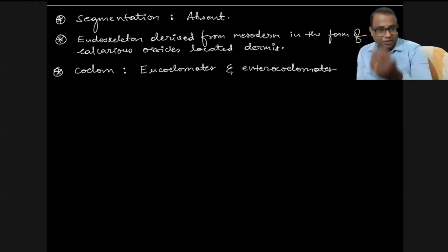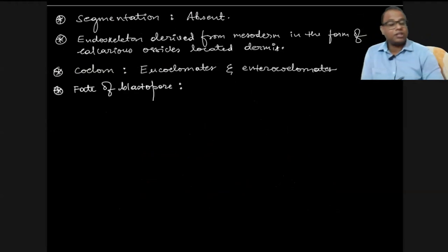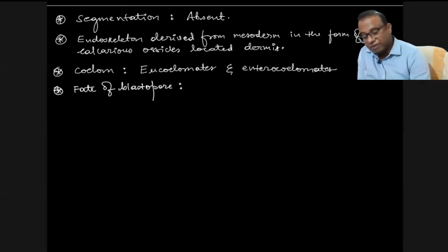I'll also come to the previous one. What is the fate of blastopore here? Does it become mouth or anus? Anus. What do you call these animals where blastopore turns into anus? Deuterostomes. I've covered it already in the first note point, that they are the first deuterostomes, but anyway, I'll also mention it here. So, fate of blastopore.